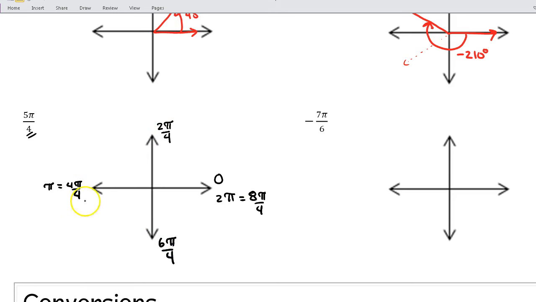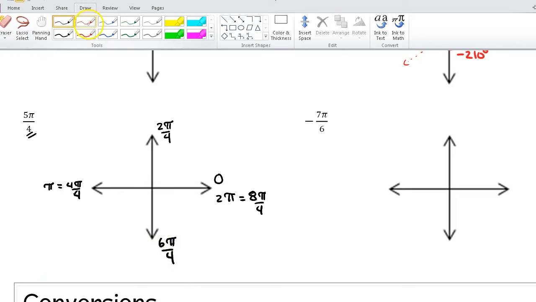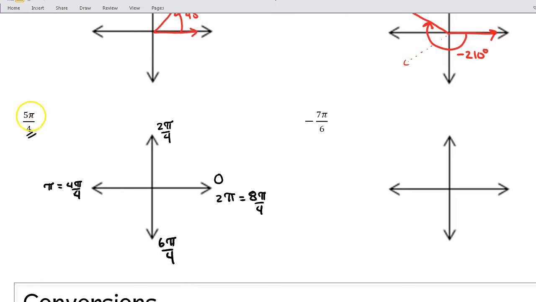So once you get the hang of labeling your quadrant angles like this, it really is pretty quick and simple, and it'll keep you from making a lot of mistakes. And once we have this, we can go ahead and mark 5 pi over 4. So I'm going to start here with my initial side on the positive x-axis. I'm going to rotate counterclockwise, which is our positive direction. Here's 4 pi over 4, here's 6 pi over 4. So 5 pi over 4 has to be right in the middle. We indicate direction and label the angle 5 pi over 4. Alright, moving on to the next one.